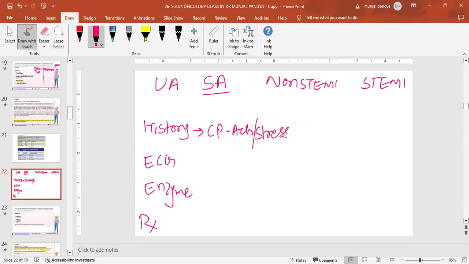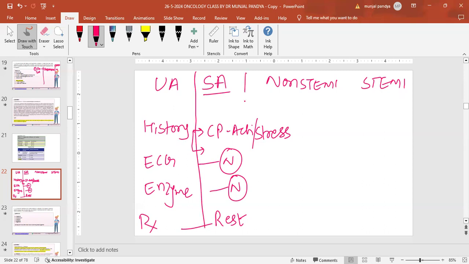And how does it relieve? When they do the activity, they feel chest pain or heaviness, or on stress they feel chest pain. It is relieved generally by rest only. ECG will be completely normal and enzymes will be completely normal. Okay, excellent, 10 out of 10. This is about stable angina.